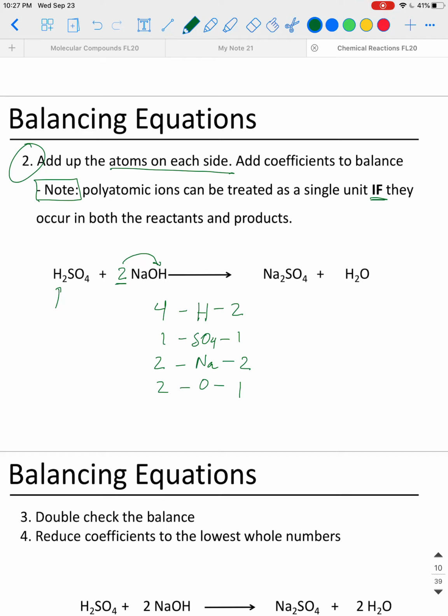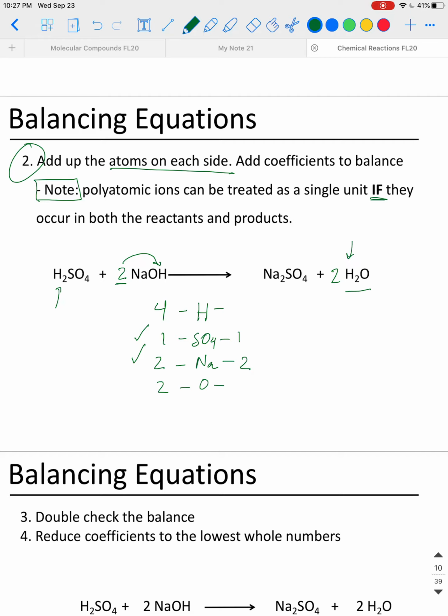Okay, so now sulfate is balanced, sodium is balanced, and what I notice is that I have double the number of hydrogen and oxygen on my reactant side compared to the product side. And what's nice about that is I have hydrogen and oxygen all together on my product side in the molecule water. So if I double the number of waters that I have, I'm going to double the number of those elements, which is what I need to do.